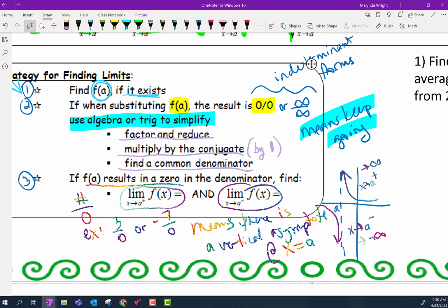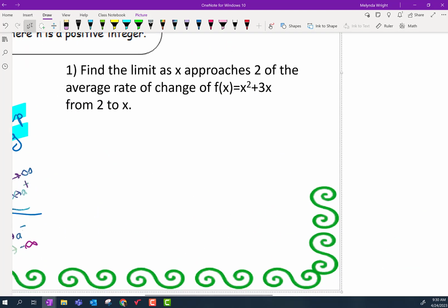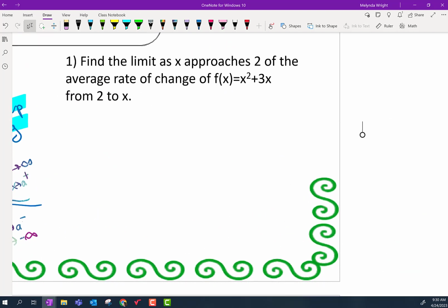Okay. All right, so let's go into our first example. Our first example is asking us to find the limit as x approaches 2 of the average rate of change of f of x from 2 to x. So we have to dig back into our memory. We did average rate of change earlier this semester. I can't remember which unit it was in, but we did average rate of change. So we need to do that first.